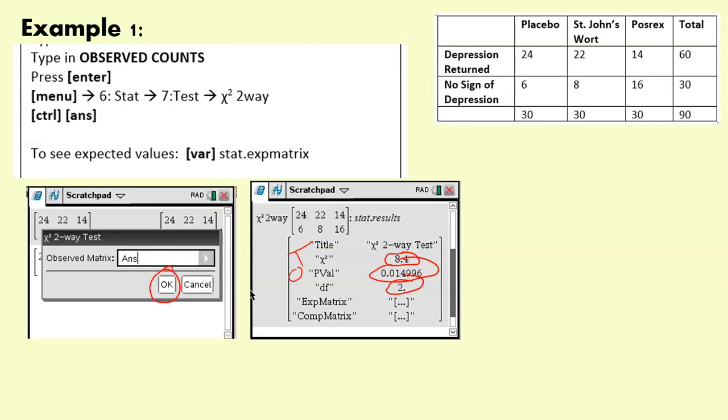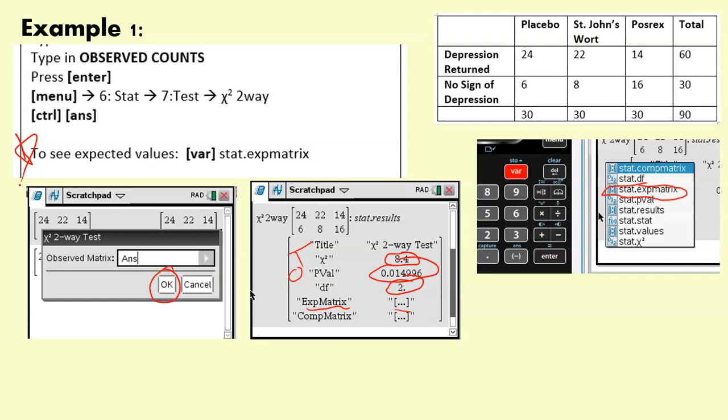Now the other thing that's kind of exciting to me is right here, it says expected matrix, but you can't see it, right? So if you were to want to actually see those expected values, you can actually press the variable button, VAR, and select the expected matrix. When you do that, it'll bring up the expected value matrix as well. And if you notice, those were the same expected values that we got when we did these by hand.